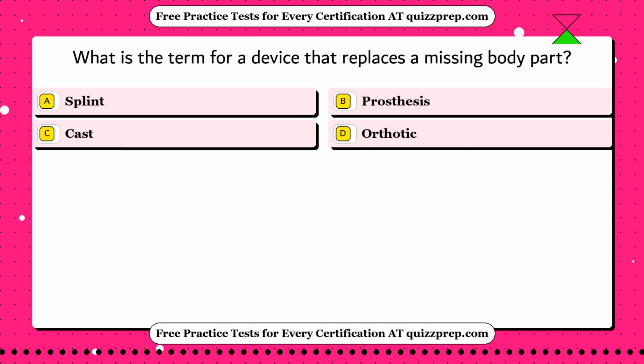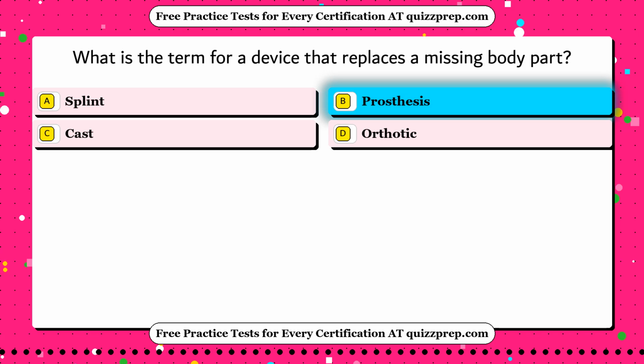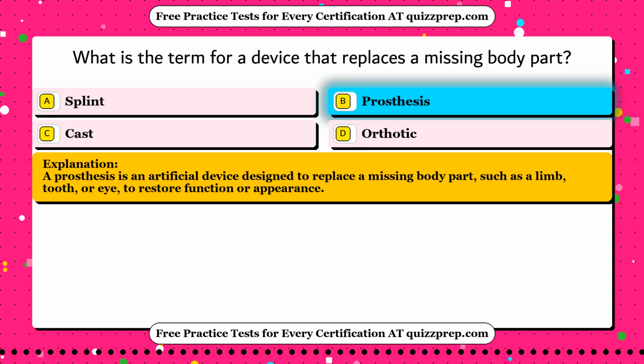Question 40. What is the term for a device that replaces a missing body part? Option A, splint. Option B, prosthesis. Option C, cast. Option D, orthotic. The correct answer is option B, prosthesis. A prosthesis is an artificial device designed to replace a missing body part, such as a limb, tooth, or eye, to restore function or appearance.